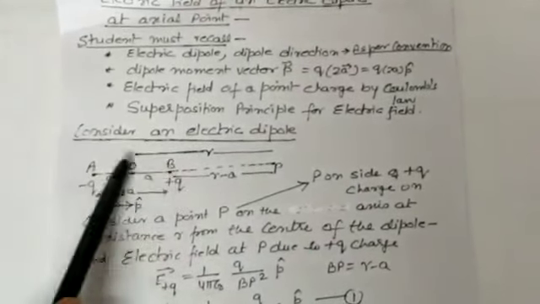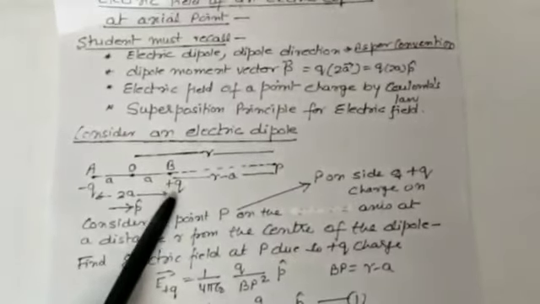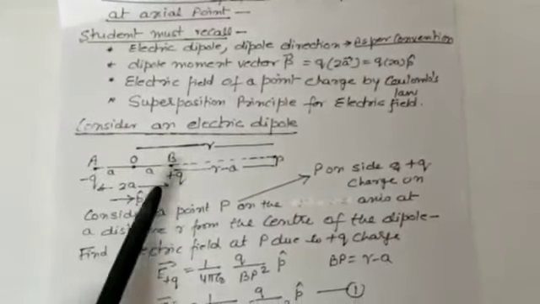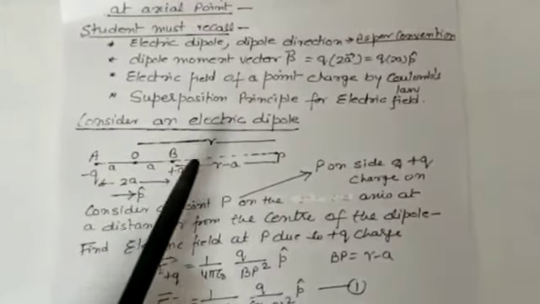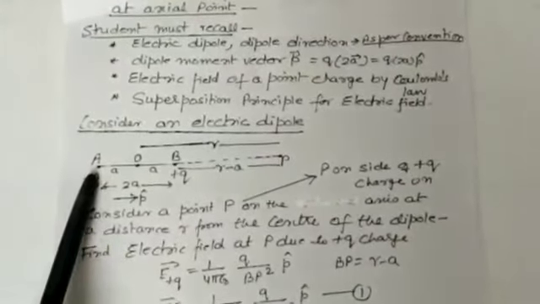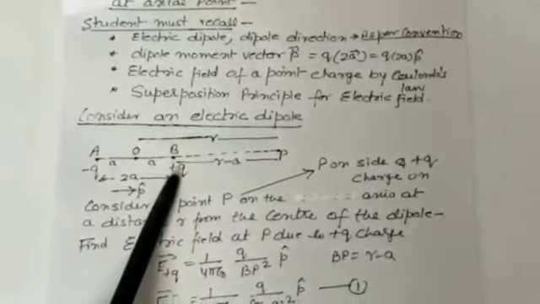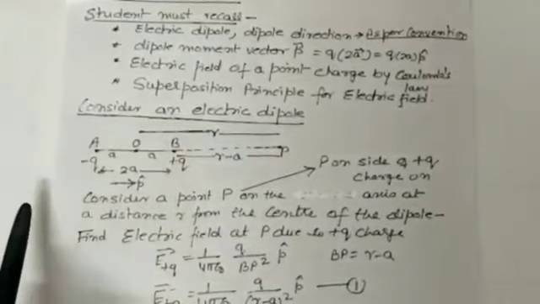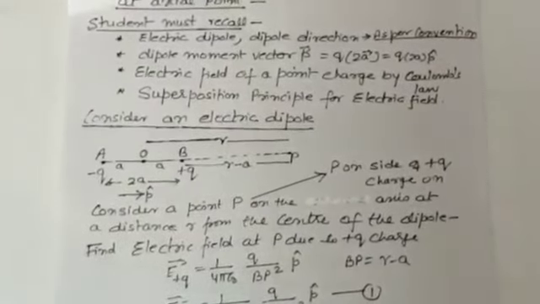Remember, as a whole, the electric dipole's net charge is 0. However, the field will not be 0 because of the separation between minus q and plus q. At any point, charge minus q and charge plus q will be at different distances. Now, let us see how we find the electric field at the axial point.